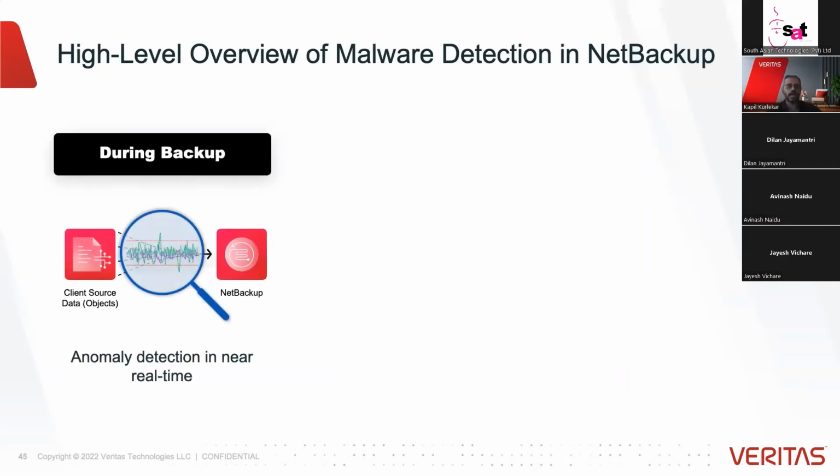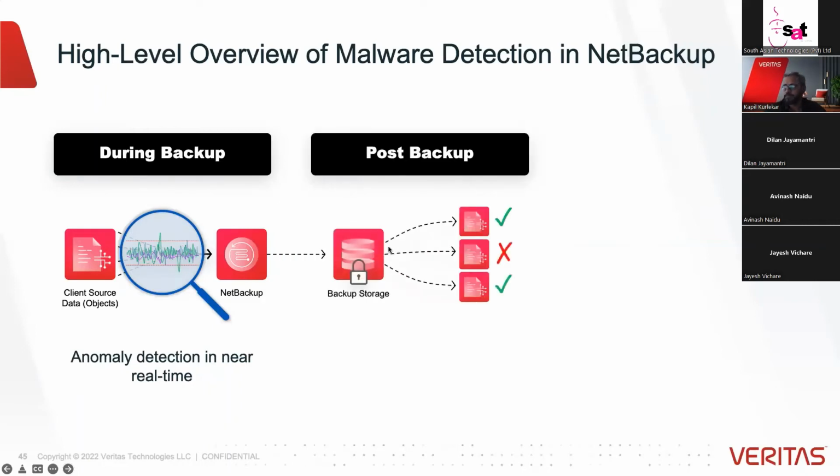So this is the high-level overview of the malware detection in NetBackup, right? During backups, as we just saw, whatever data is flowing into NetBackup is benchmarked. After the backup, the admins get in the backup storage, they can do spot checks of high risk areas. So whatever has been reported over here, they can do spot checks of this particular data. Like these two are clean data, for example, but there is some problem in this particular data set. The admin can go and check for high risk areas.